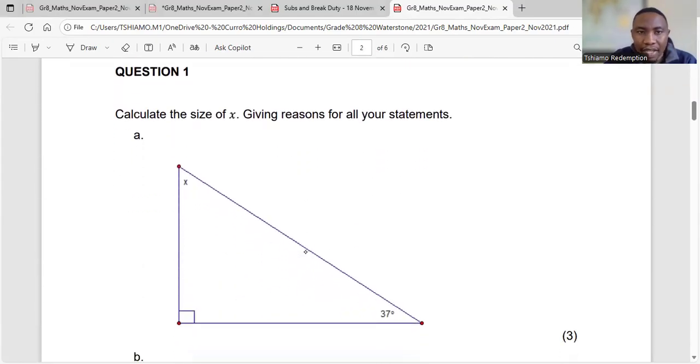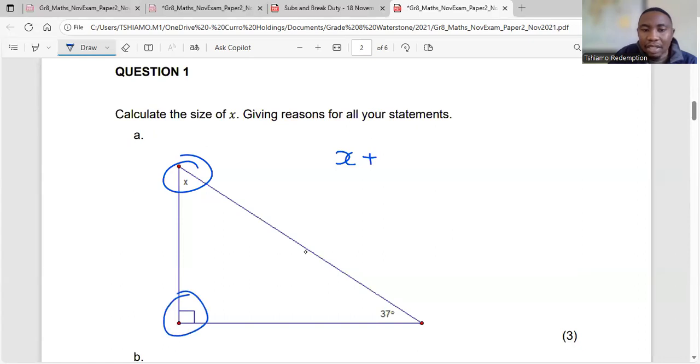Calculate the size of X, give reasons for all your statements. The size of X is an angle, so we're looking for angle X. What do we know? This is a triangle. Angles in a triangle add up to how much? 180. So I'm going to use that property: X plus, this is the right angle, so the right angle equals how much? 90, plus 37 equals 180.